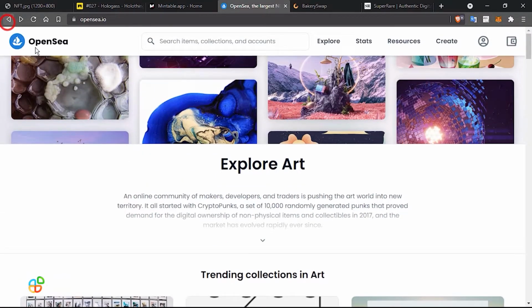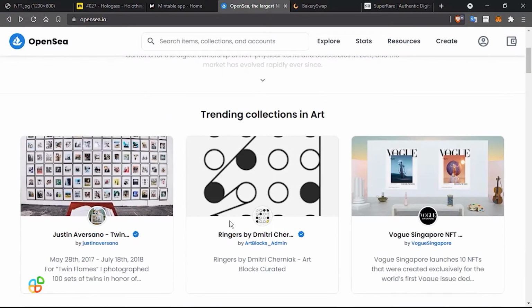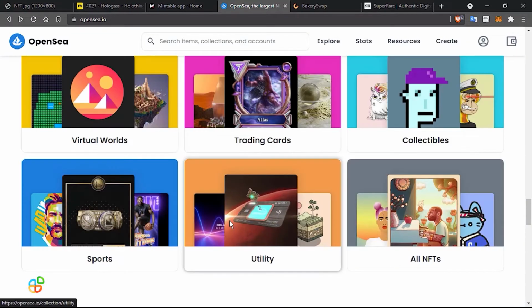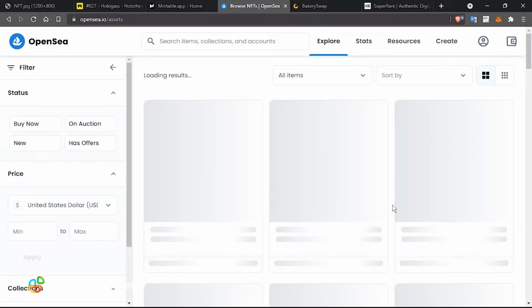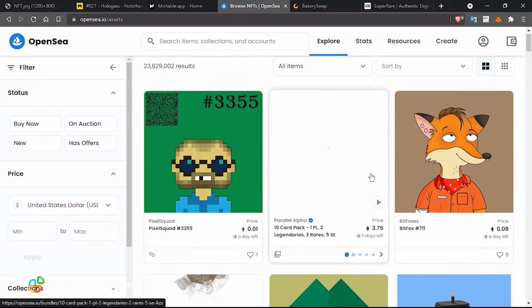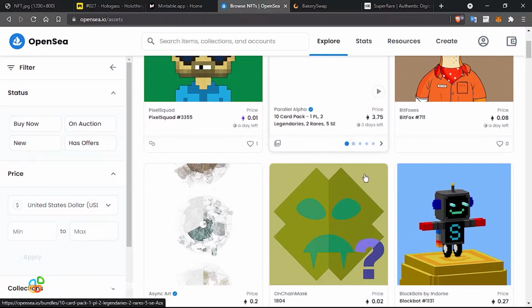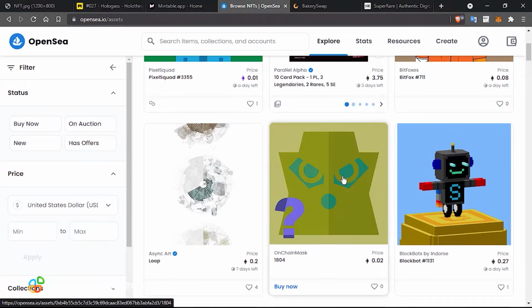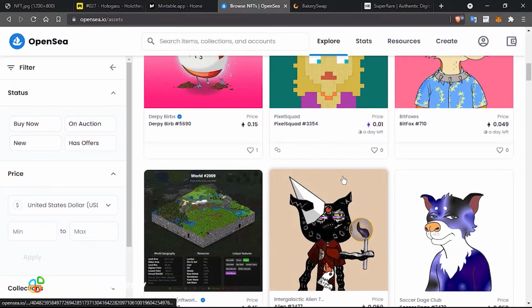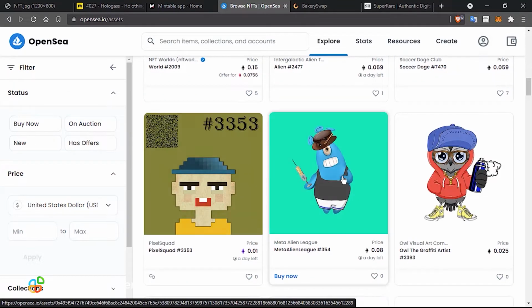So in fact, what we can do is actually go to all NFTs. And you can see here different art and designs, and the price tags are placed. So let's select one of them and see a bit more deeply about them.